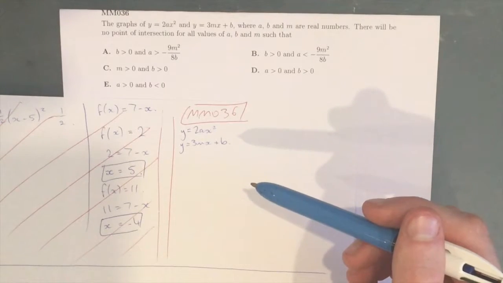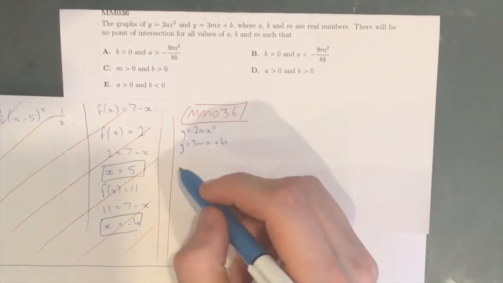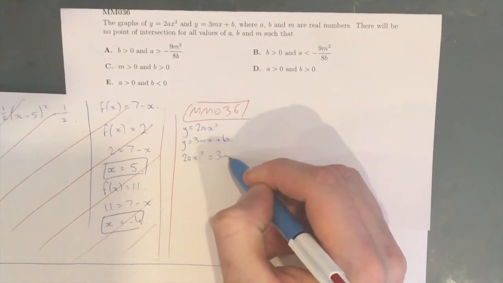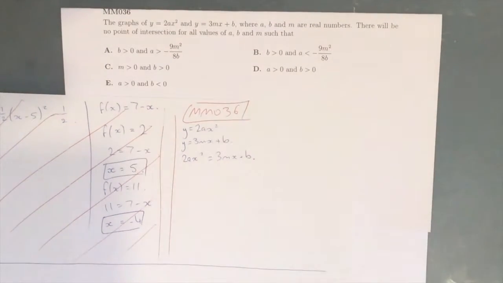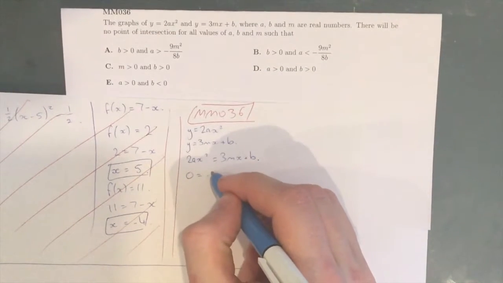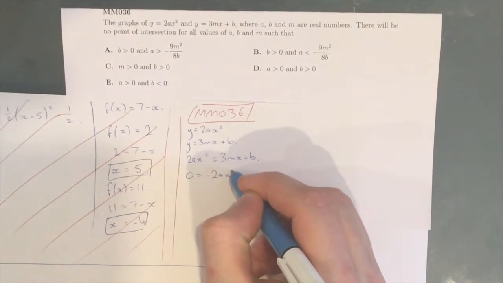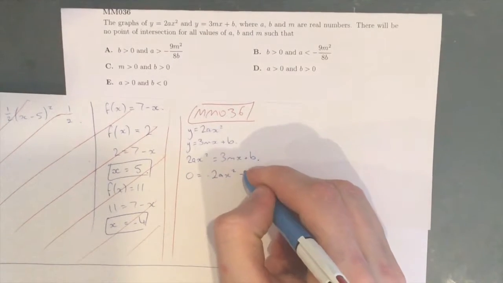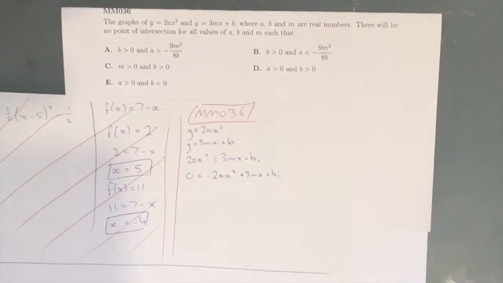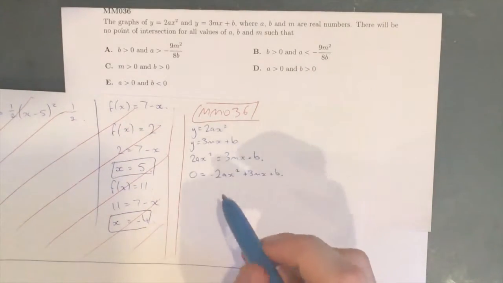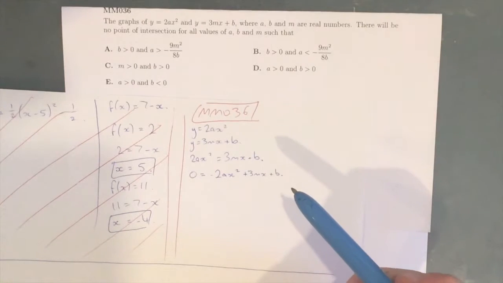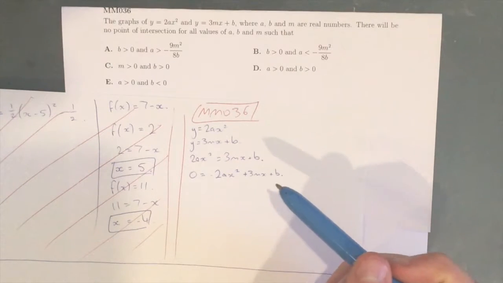So whenever we want to find points of intersection, we let two graphs equal each other, which means that 2ax squared is equal to 3mx plus b, which means that 0 equals negative 2ax squared plus 3mx plus b. Now, we want to find out when there are no points of intersection. So this is when we have to use the discriminant.